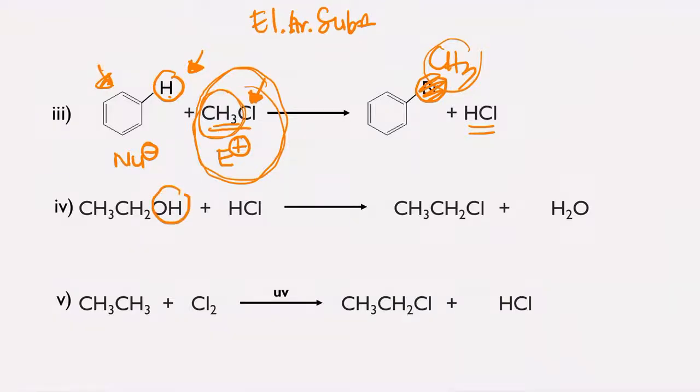So tengok awak ada CH3 CH2OH, HCl, and then awak dapat CH3 CH2Cl and water. So what type of reaction is this? Is this an addition? Kalau addition mesti ada alkene, ada multiple bond. So sekarang ni tak ada kan? So that means that this is a substitution reaction. Okay, so now kita determine HCl ni, the Cl minus that is added into your, substituted into your alcohol, is it an electrophile or apa ni? Nucleophile.